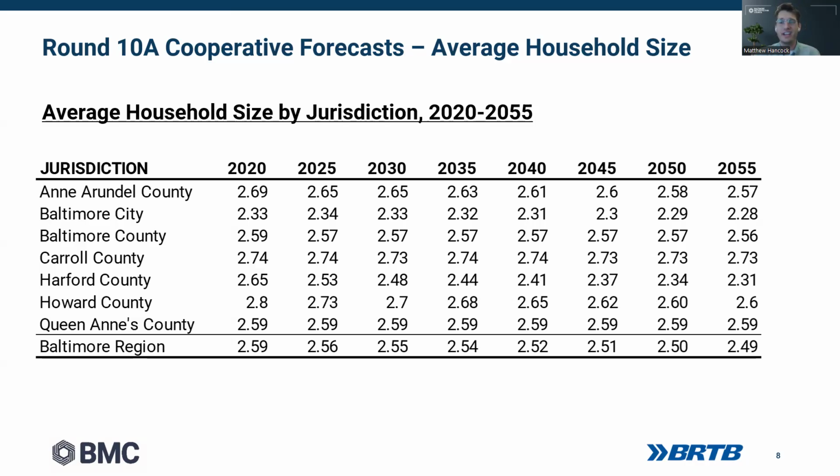Within the region, there is some variation in average household size. For example, the lowest average household size in 2020 is Baltimore City with 2.33, and then Howard with 2.8. All jurisdictions in the region are expecting a decline in average household size, but the largest change is going to be in Harford, where they're expecting 2.65 down to 2.31. Again, I think this is mainly concentrated within shifting household sizes and population dynamics, and not necessarily anything that is cause for concern.